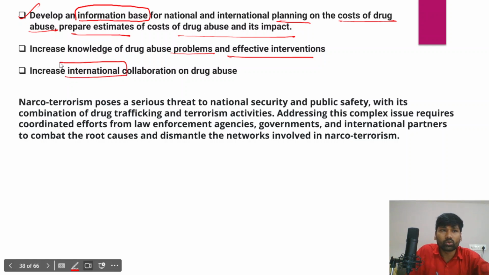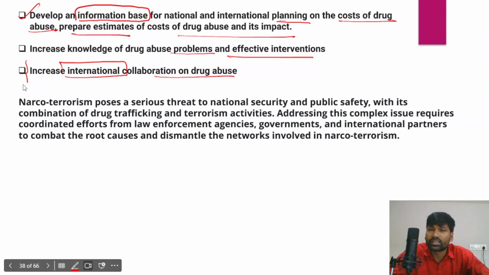And there is a need to increase international collaboration on drug abuse as well, because at the international level there is a need for active collaboration. Drug trafficking is not a domestic problem. One country cannot do anything when it comes to drug trafficking. Rather, there is a need for an institutional, organized, structured way of collaboration at the global level to work on this drug abuse problem or drug trafficking.